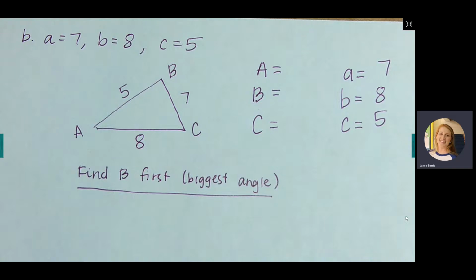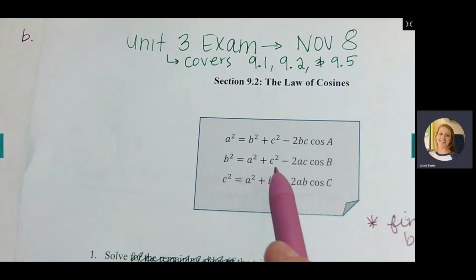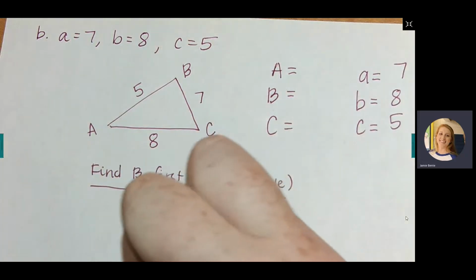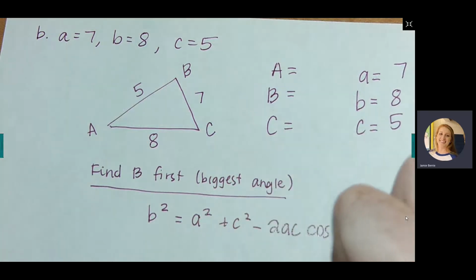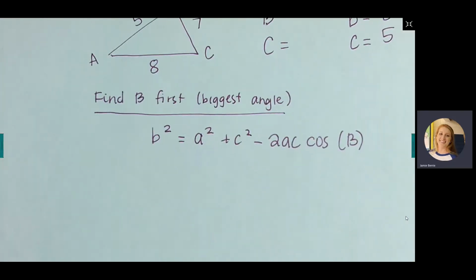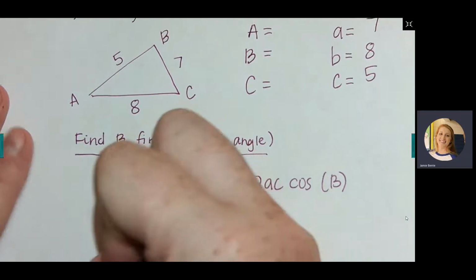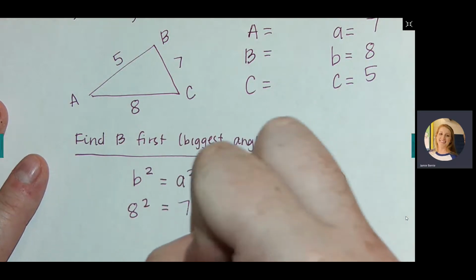Okay, so you go to law of cosines and write down the law of cosines for the angle big B, which is the middle one. So b squared equals a squared plus c squared minus 2ac times cosine of B. So here's our formula. Then go ahead and just fill in what you know. Let's see. We know a, b, and c. So little b is 8, a is 7, c is 5.